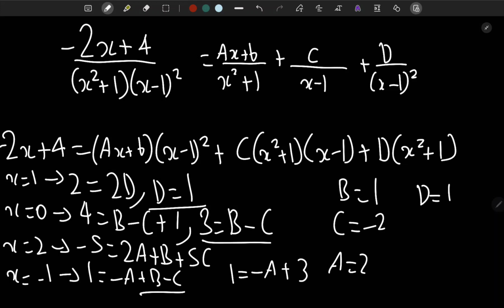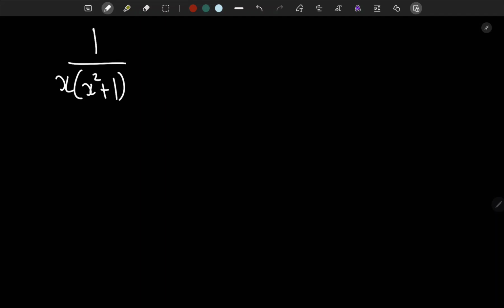So let's substitute a, b and c. So here's gonna be 2x plus 1, c is -2, and d here is 1. So let's start with our last example here. So first step again is what is the highest power of x over here, and there is a square, by the way, I forgot about that. It's going to be x to the power of 4 multiplied by x.